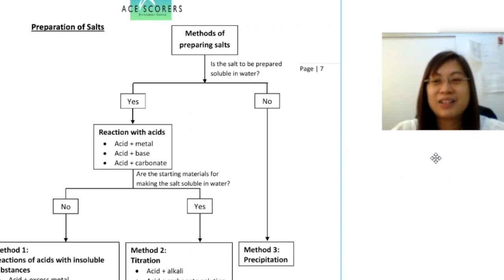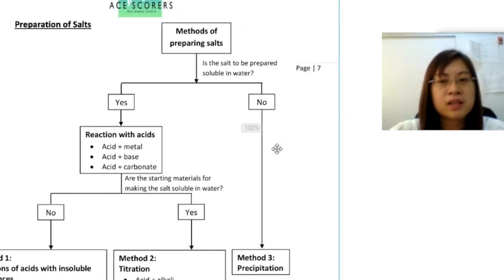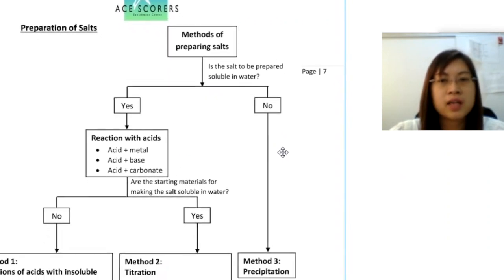Usually they use this abbreviation, CLB, the Chinese language basic. So C stands for calcium, L stands for lead, and B stands for barium. So these three metal sulfates are insoluble in water, but the rest of the sulfates are soluble. What about chlorides? For chlorides, all are soluble except for silver chloride and also lead 2 chloride.